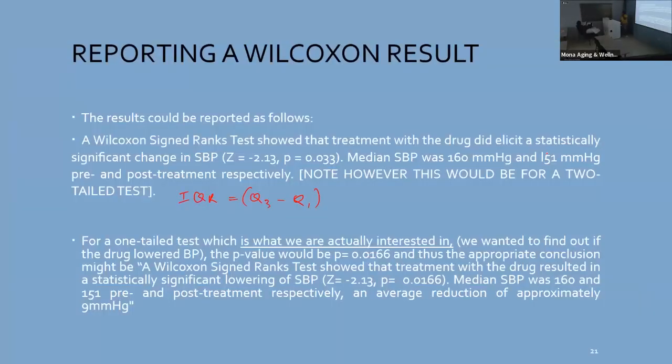All right, and then for a one-tail test, which is what we are really interested in, the p-value would be 0.016, and our appropriate conclusion might be a Wilcoxon sign rank test showed that treatment with the drug resulted in a statistically significant lowering of SBP. And we have our Z value there and our one-tailed p-value. And here the medians are reported again.